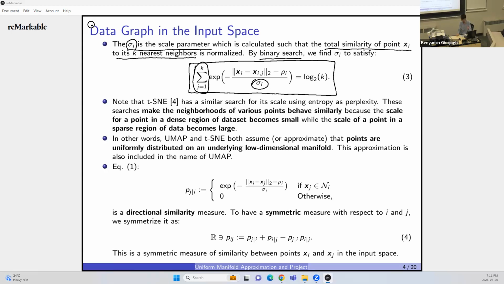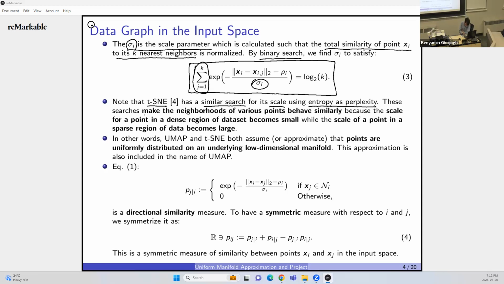Okay, if you have passed my optimization course also, or have seen that on YouTube, you will see that it's very related to the Newton-Raphson method, which inspired Newton's method for optimization. Note that t-SNE has a similar search for its scale or for its variance using entropy as perplexity. So t-SNE uses another equation for this binary search, but they both are defined in sigma using binary search.